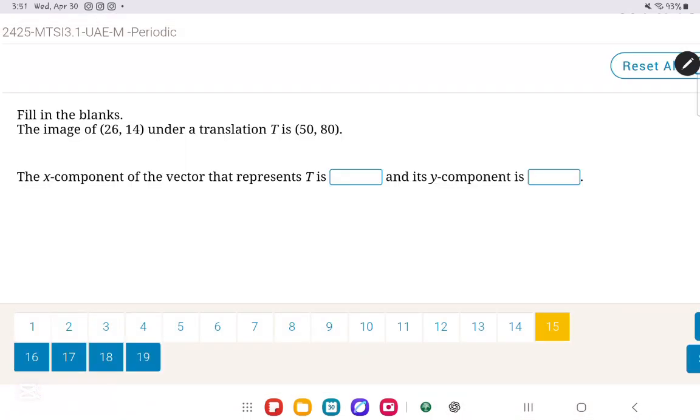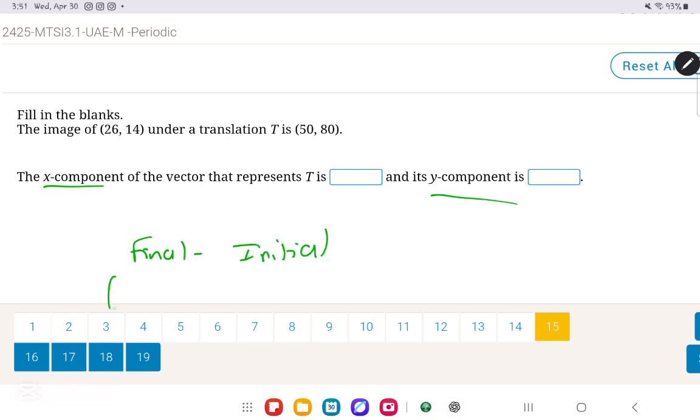We move on to question number 15. In question number 15, it says, fill in the blanks. The image of this under a translation of T is this. They want us to find the X component and Y component. When they say X component and Y component, very simply what you're supposed to do, you're supposed to take the final point, subtract it from the initial point, and you will get your answer.